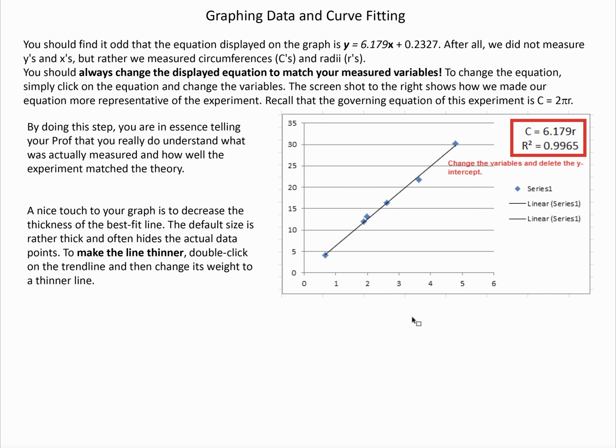You should find it odd then, in the previous equation where we had y equals 6.179x plus 0.02327. The odd thing that you should notice is that we don't have a y and we don't have an x. We have the representation of the x and y axis, but our x and y axis is labeled C and R for circumference and radius. After all, we did not measure y's and x's, but rather circumferences and radii.